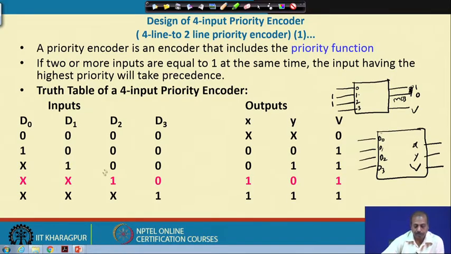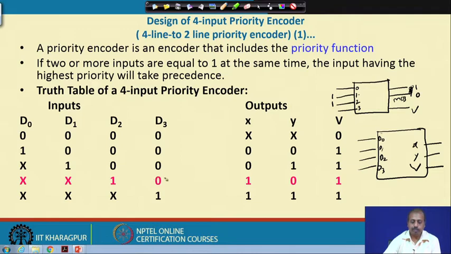Similarly, if the input D2 is equal to 1, then irrespective of the values that we have in D0 and D1, if D3 remains equal to 0, then x y should be 1 0 and the valid bit should be 1, telling that input D2 is 1. And finally, if D3 is equal to 1, it does not consider the values in D0, D1 and D2, it produces output as 1 1, telling that D3 is high. So, you see that this line D3 has got the highest priority. If D3 is equal to 1, we do not look into other values of D0, D1 and D2, and we are straight away telling the output is 3.